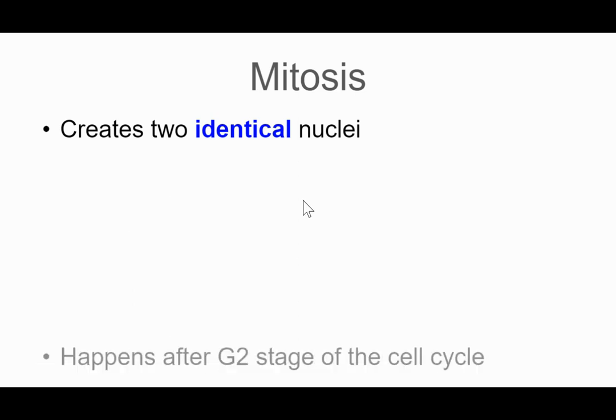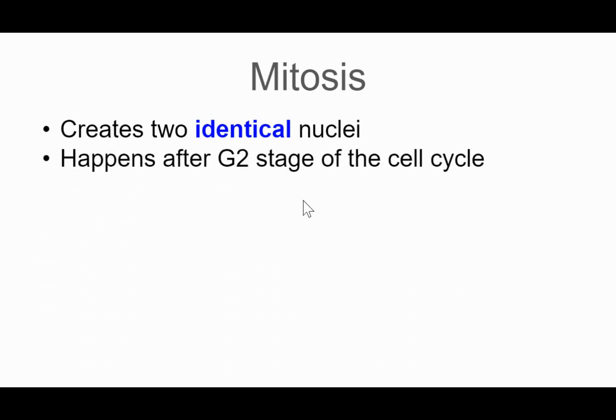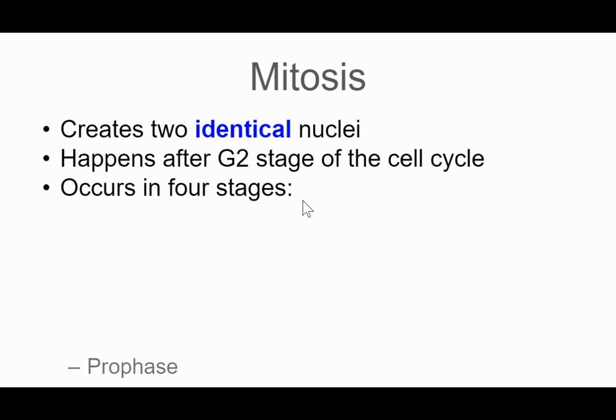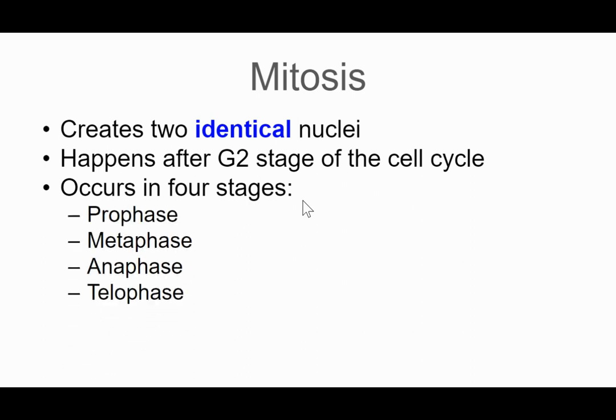All right, so now I'm going to be taking you through the process of mitosis. So mitosis, the purpose of mitosis is to create two identical nuclei. And remember that in the nucleus, that is where the DNA is. This happens after G2 of the cell cycle, so after the cell has copied its DNA and it has prepared for division. And it occurs in four stages. There's prophase, metaphase, anaphase, and telophase. So we'll take a little bit of a closer look at each of those stages.